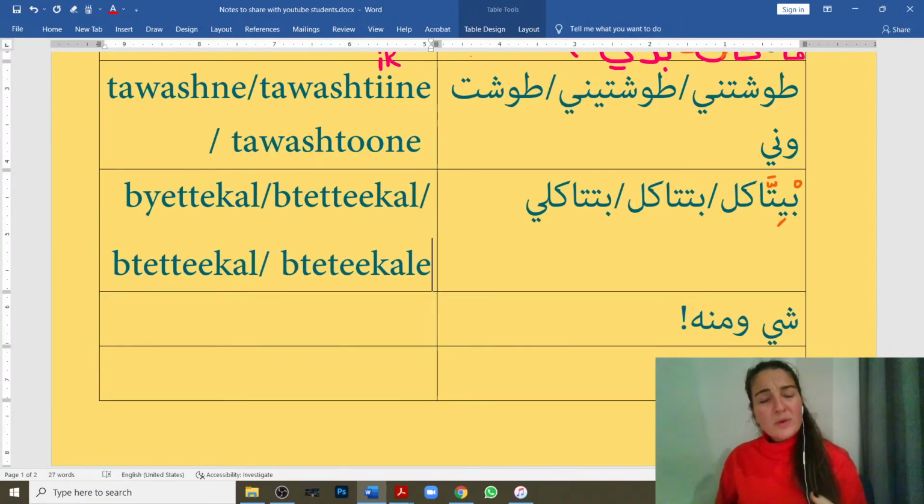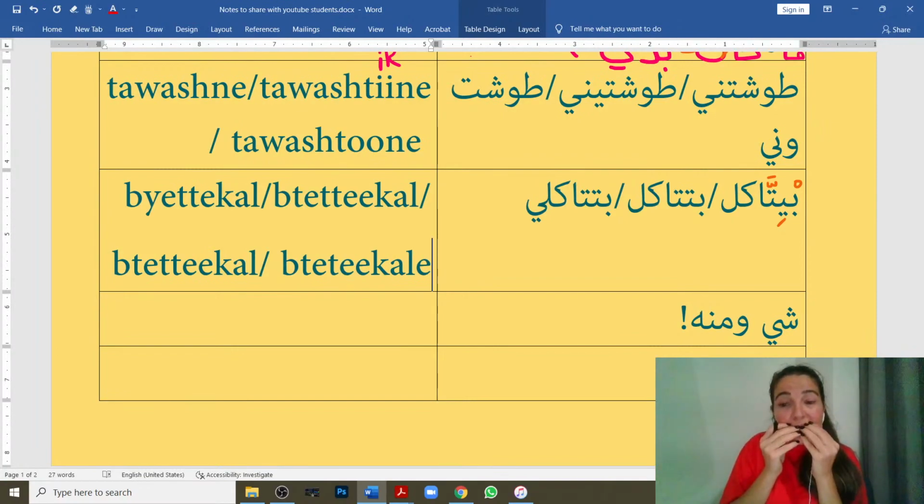When I want to say to someone or about someone that they are so cute. Usually we use it with a baby. You're like, oh, بيتاكل, like he is so cute, he is edible. Just like you use it in English. But also we use it when we want to say something is edible. If I want to ask you, is this edible? You can say, بيتاكل or بتتاكل.